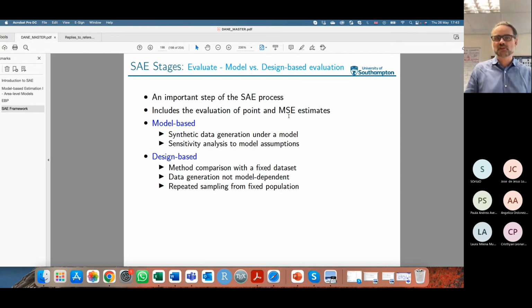So again, remember that model-based methods will use some synthetic population data that are generated under a model, and then you do some sensitivity analysis to model assumptions. In the design-based framework, you use a fixed data set, whether that's a population data set or something else. The data generation is not model dependent, so the fixed data that you have, the population data that you use, does not depend on a model, and you use repeated samples from that fixed population according to some sampling strategy.